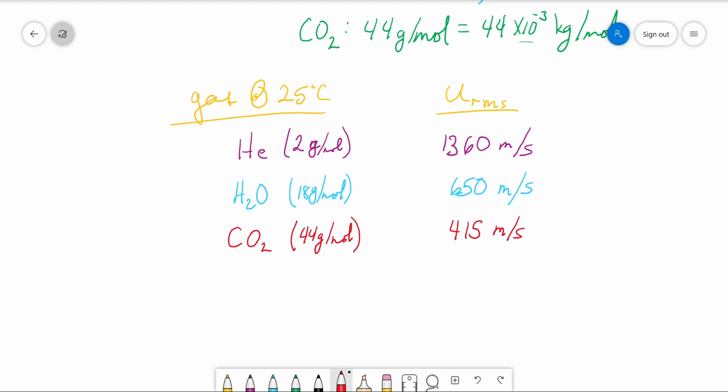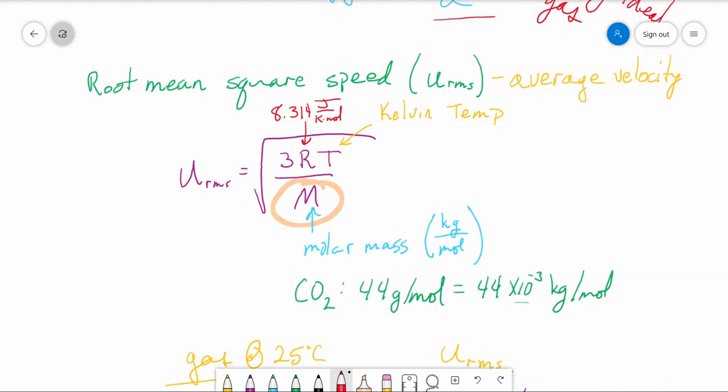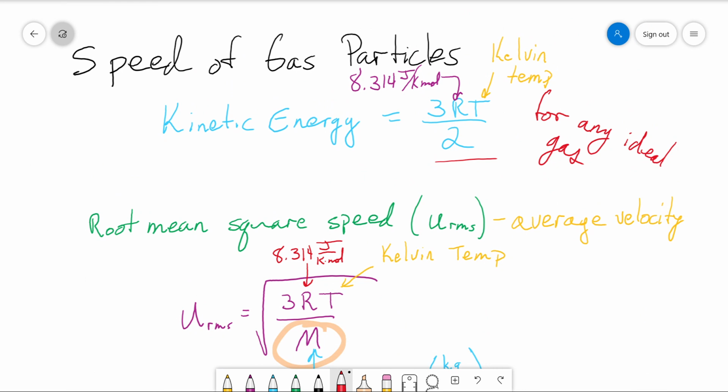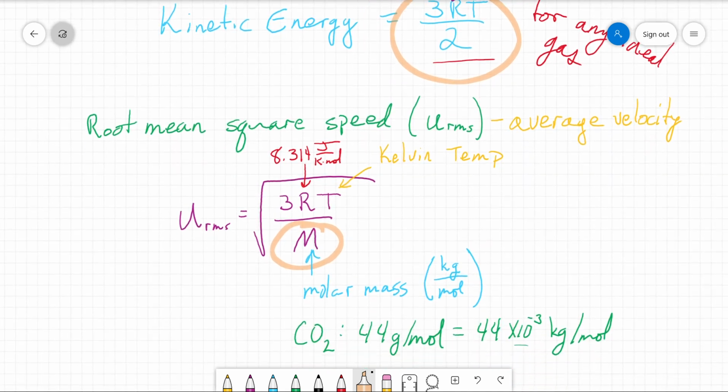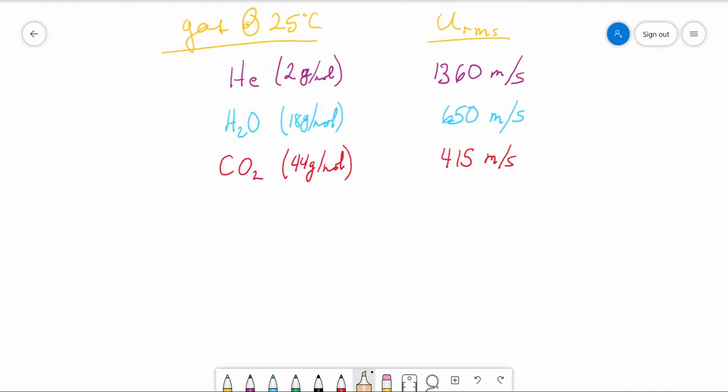Okay, the bigger the mass, the slower the molecules are going. Why is that? It's because kinetic energy at a given temperature is fixed. Okay? So in order for kinetic energy to stay the same, the bigger molecules have to go slower. The smaller molecules have to go faster. That's how kinetic energy stays the same.